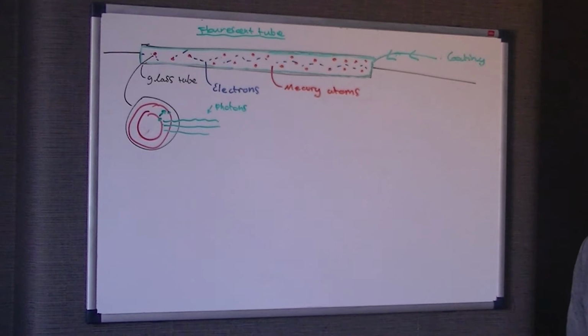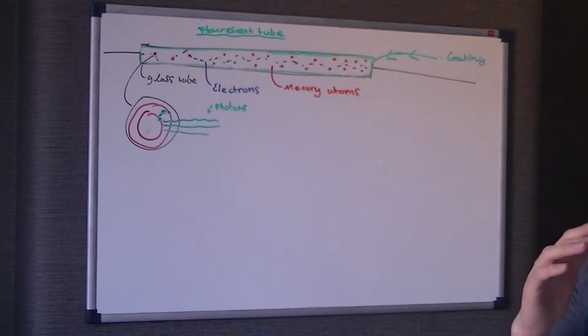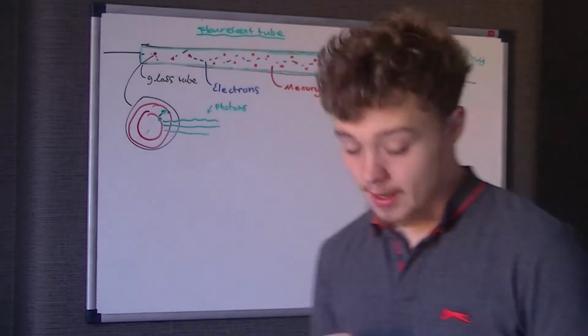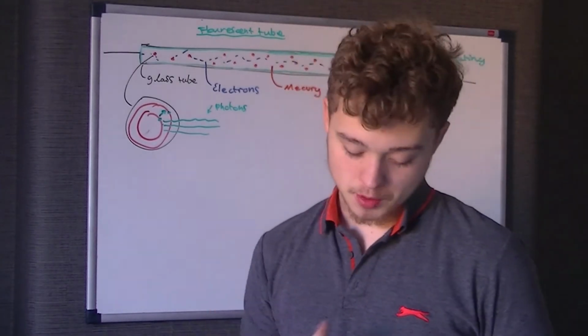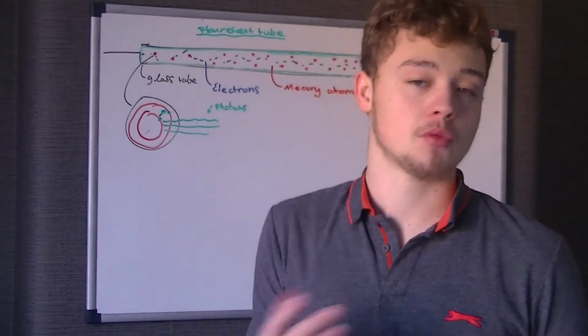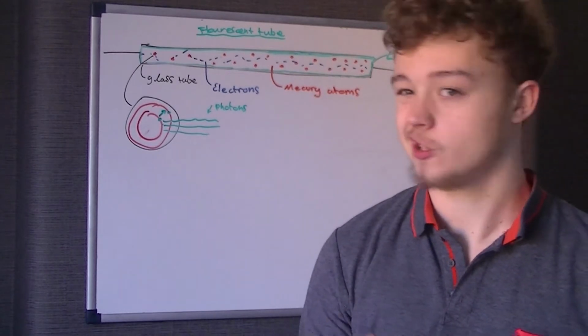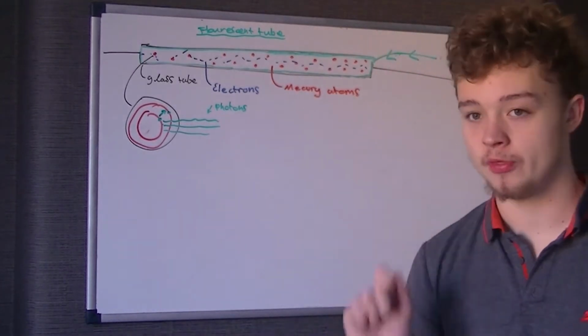Okay, and then 4a part 2 says, what is meant by an excited mercury atom? Now, when you look at this exam paper, there's quite a few lines there, but really it's only worth 1 mark, so there's not going to be massive amounts of information. It's going to be one thing that you need to explain.